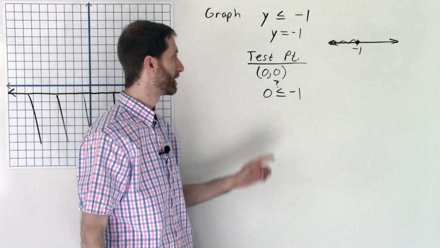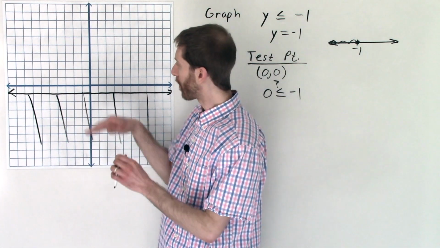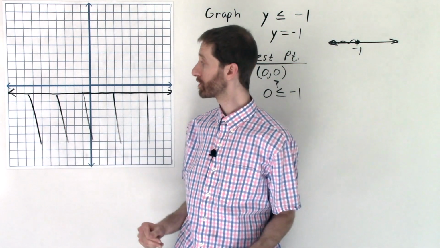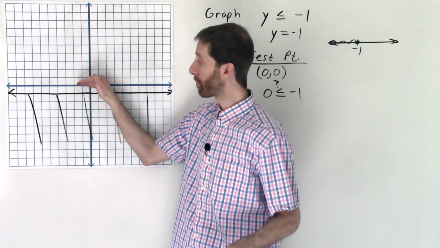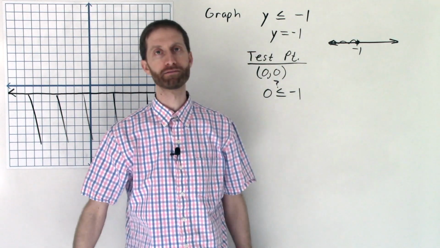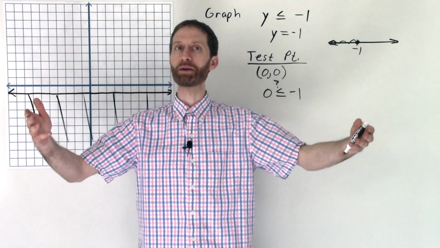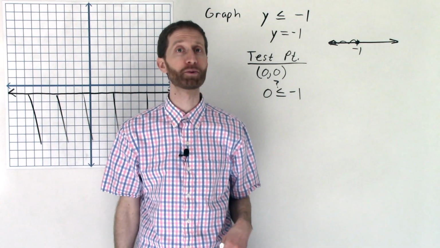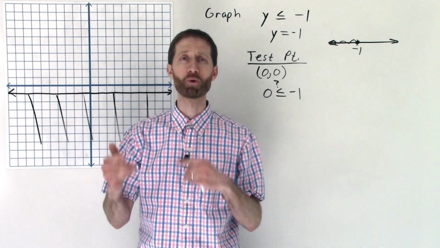No, it's not. So that means that 0, 0, and all the points in that half plane, are not solutions to the inequality. So we would shade in all the points on the other side of the boundary, which we already did using the other logic skills. That's it, peeps. How to graph linear inequalities when there's horizontal lines or vertical lines as your boundaries. Not so bad. Go rock some practice.